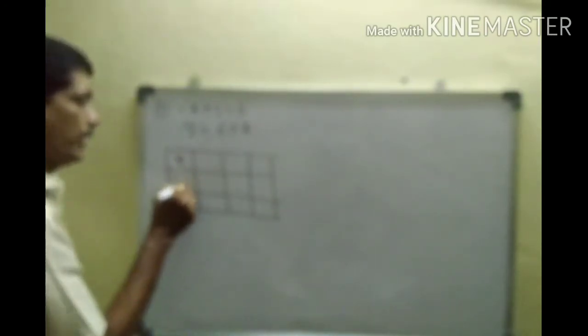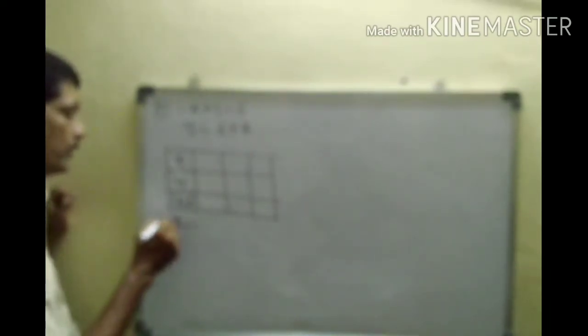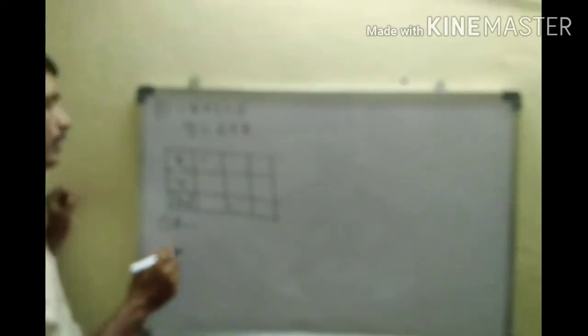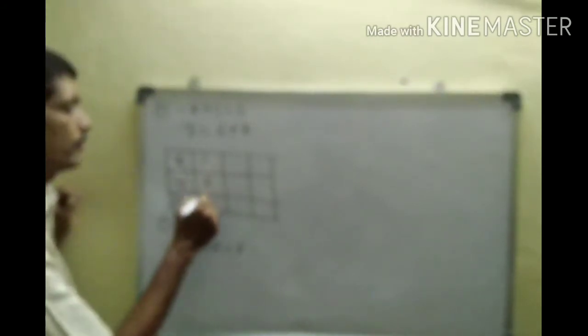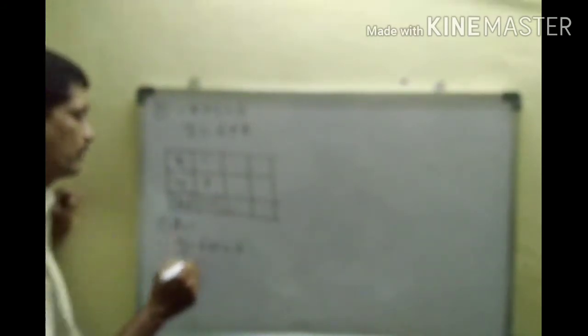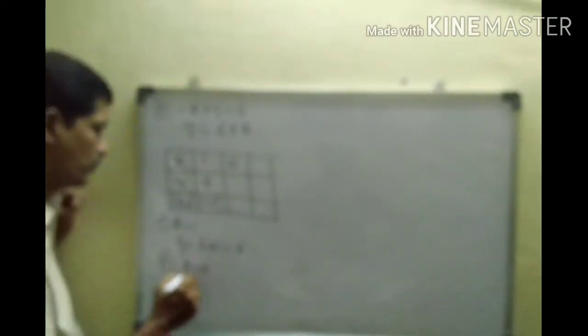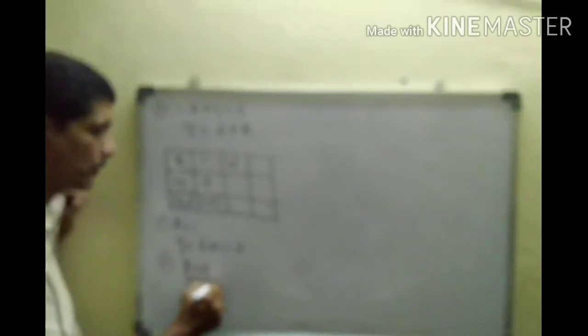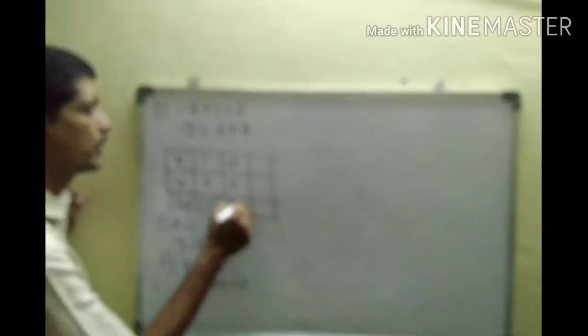Here x, y, x comma y. Substitute x equal to 1. Therefore, y value equal to what? 6 plus 1, that equal to 7. So 1 comma 7. Next, x equal to 0. Therefore, y value equal to 6 plus 0, that equal to 6. That is 0 comma 6.